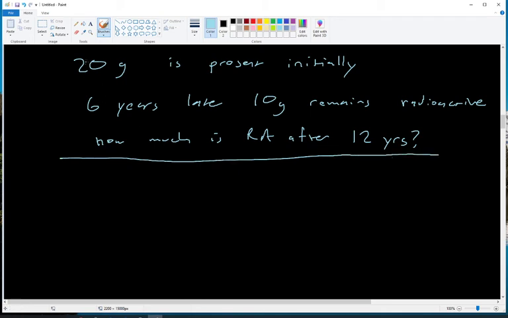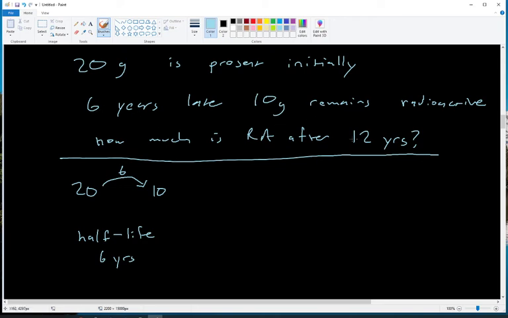Okay, so we have 20 grams. So 20 grams over 6 years decayed to half of its amount. So what that means is this has a half-life. Whatever this stuff is, this has a half-life of 6 years. Because from the information the problem gave me, the initial amount of 20 grams decayed down to half of its amount, 10 grams, over a 6-year period.